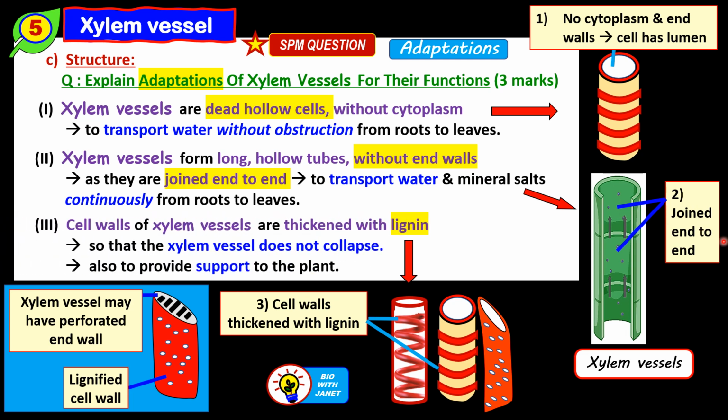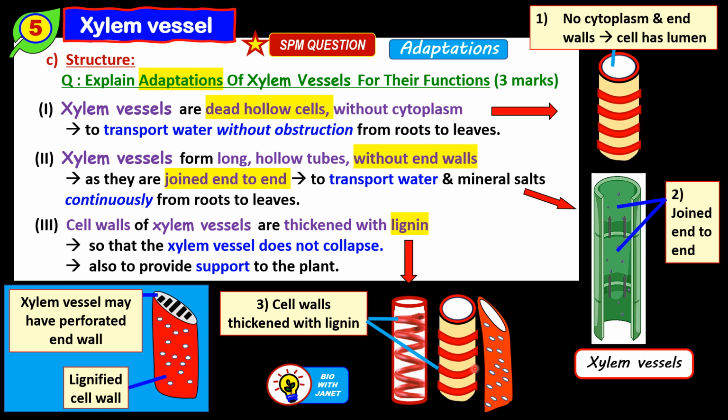Now, lastly, the cell walls of xylem vessels are thickened with lignin, which is a hard, strong substance, so that the xylem vessel does not collapse. All right, if the xylem vessel collapses and folds over, then it cannot transport water anymore, right? And also, overall, the lignin will help to provide support to the plant, especially the woody trees.